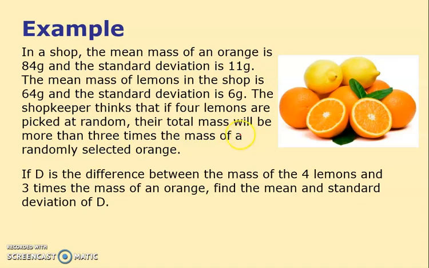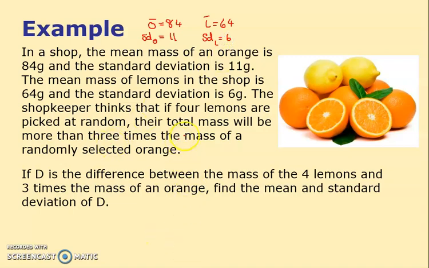Here's an example. In a shop, the mean mass of an orange, so orange bar, is 84, and the standard deviation for the oranges equals 11. Okay. The mean mass of lemons, lemon bar, is 64, and the standard deviation of the lemons is 6.